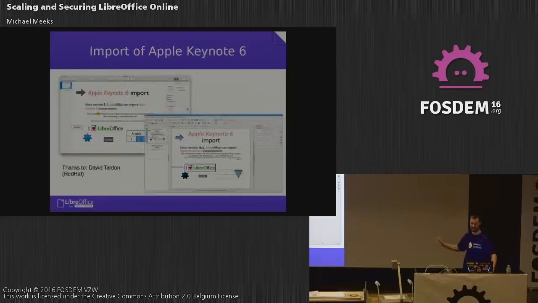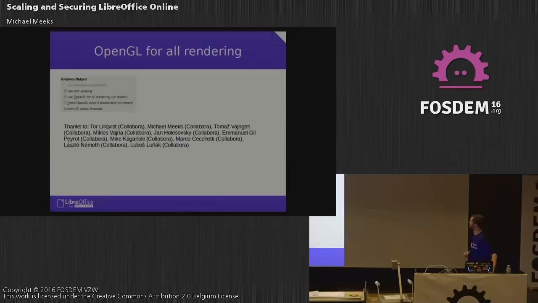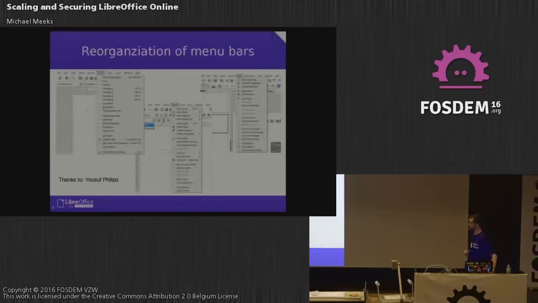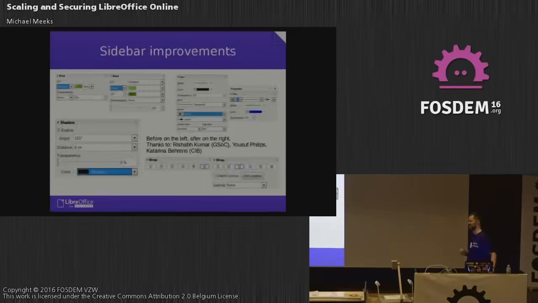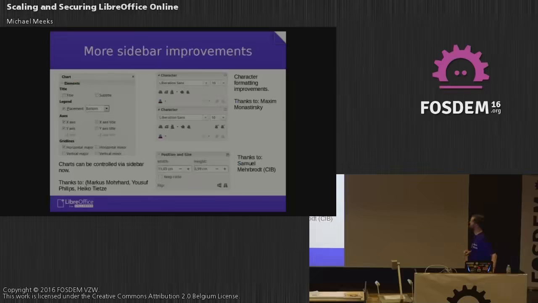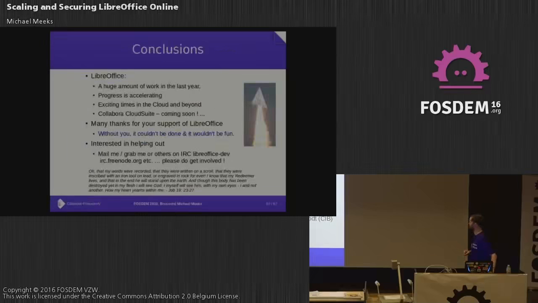MathML, cut and paste. Keynote 6 support. They completely changed their file format, I understand, so we had to redo this, thanks to David Tardon. Lots of work on OpenGL to accelerate rendering and make it snappier. Menu bars have been substantially reorganized, so you can retrain yourself into the new world. Sidebar has been improved by all sorts of good people. Lots of new features there. I think there's a chart sidebar now, so you can edit your charts, from Markus, but lots of other little bits of cleanup all over the place in the sidebar.